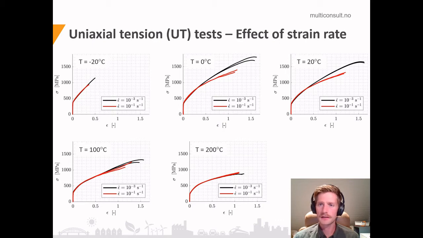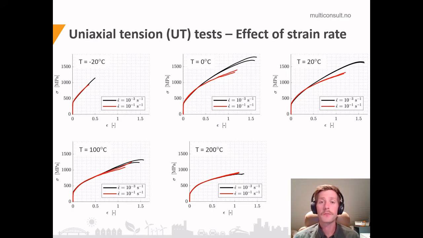The lower strength is a little bit surprising, but we think that this is due to adiabatic heating of the specimen due to plastic deformations. If you recall the previous slide, we saw a quite significant softening with increasing temperature, and we think that is the reason.